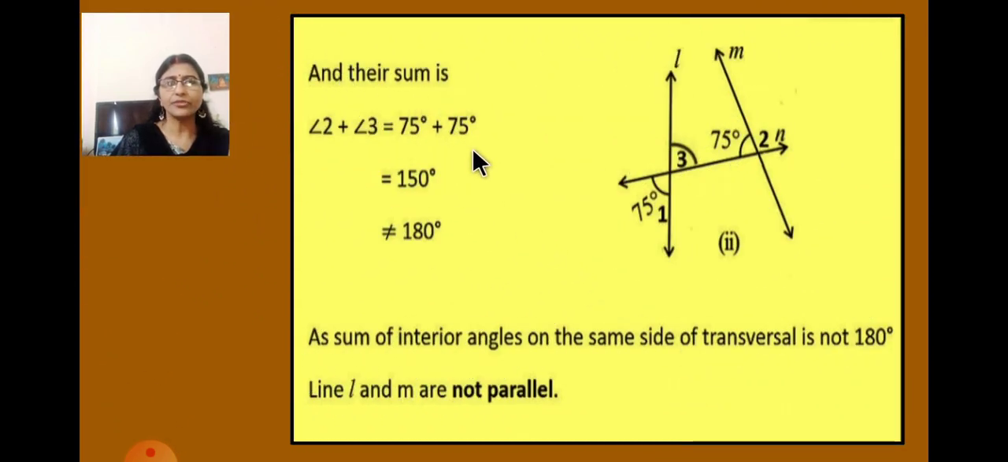And their sum, so we will write angle 2 plus angle 3. You can see here this is angle 3 and angle 2. Angle 2 plus angle 3 is 75 degree plus 75 degree. And 75 degree plus 75 degree is 150 degree, which is not equal to 180 degree. So as the sum of interior angles on the same side of transversal is not 180 degree, you can see here it is not 180 degree. So lines L and M are not parallel.